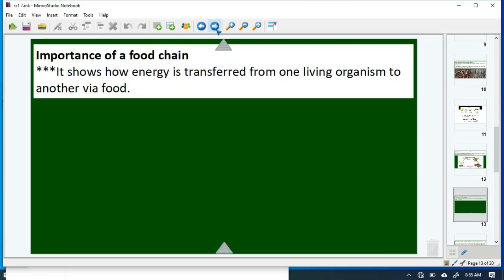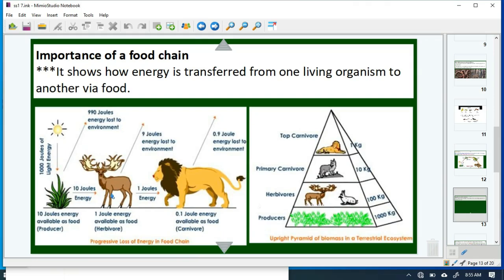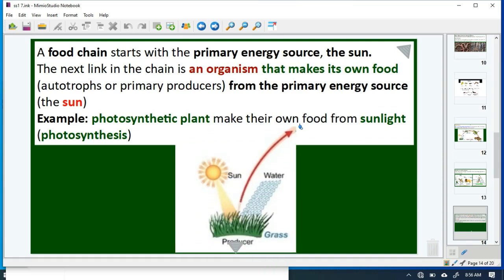Importance of a food chain. It shows how energy is transferred from one living organism to another via food. A food chain starts with the primary energy source, the sun. The next link in the food chain is an organism that makes its own food from the primary energy source, the sun. Example: photosynthetic plants make their own food from sunlight through a process called photosynthesis.